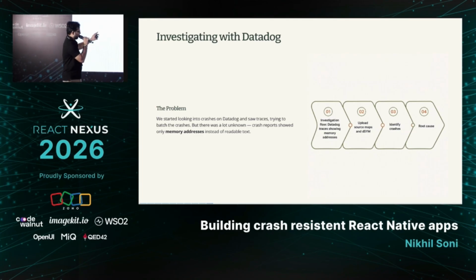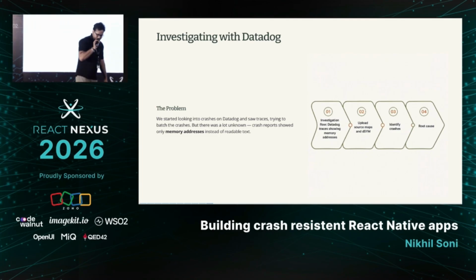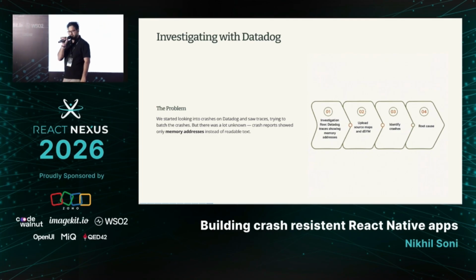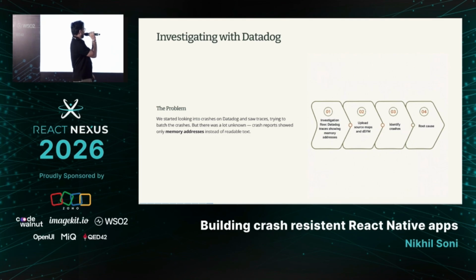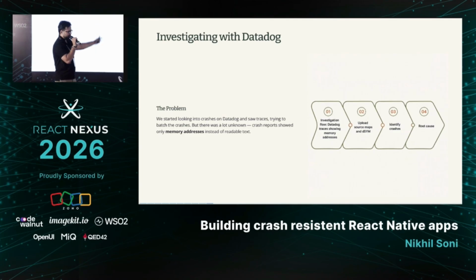And then there is the DSYM. The DSYM is something which is for the native layer. Today we will be talking more about the native crashes, not the JS crashes, because JS crashes mostly happen due to code level stuff. Once you have uploaded that, all your memory addresses will be converted into a readable format. Then you identify the crash, go to the root cause, find it and solve it.